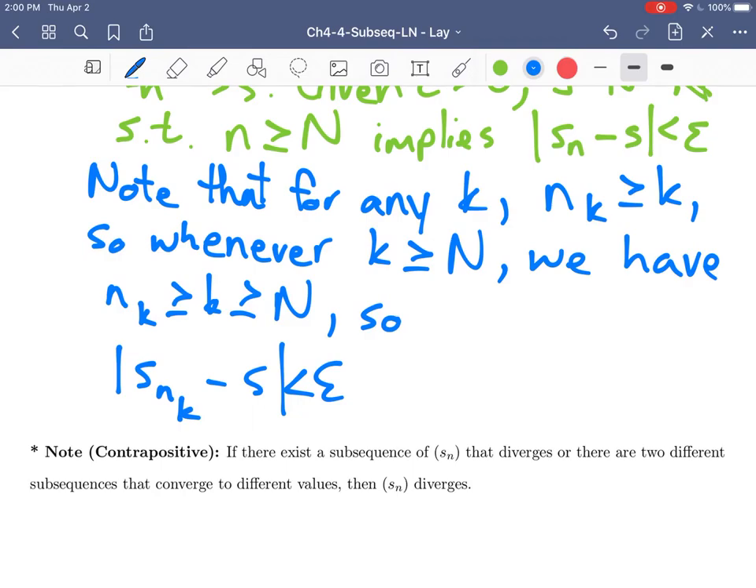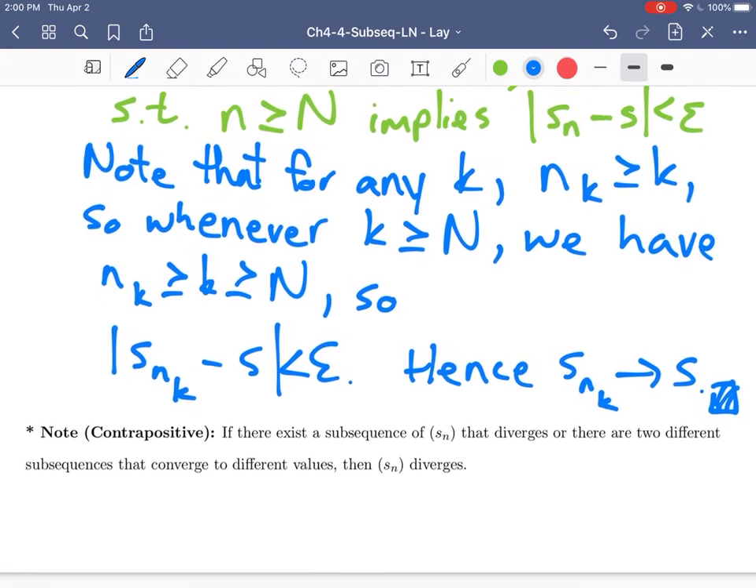Right? So when we go further down in the sequence, no matter what subsequence S sub n sub k that we might choose, that subsequence has to converge to the same value of S. No matter what.